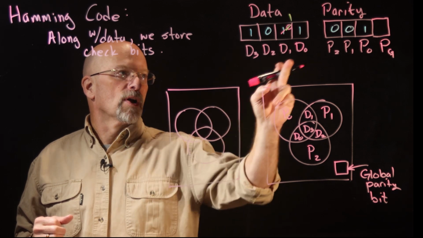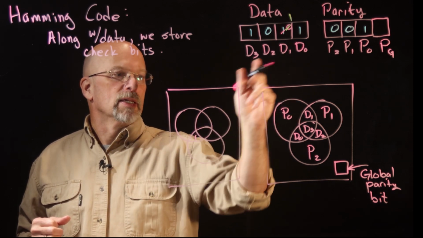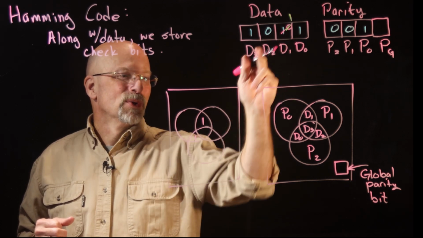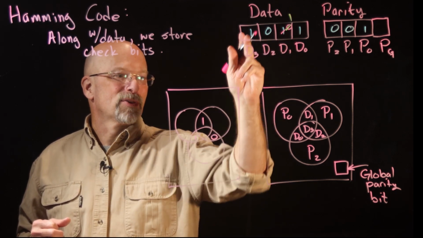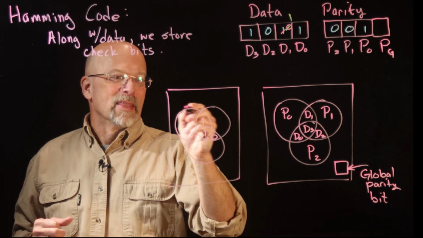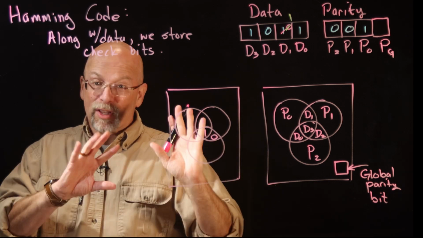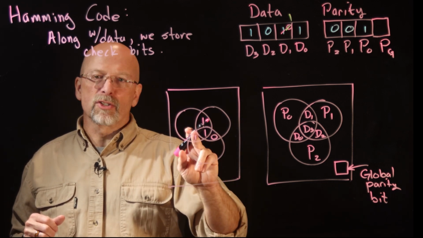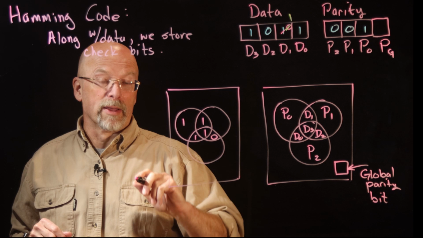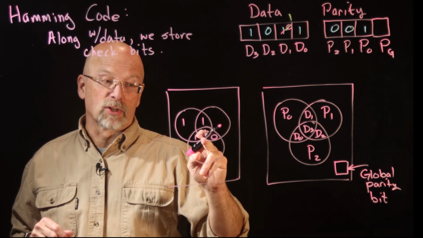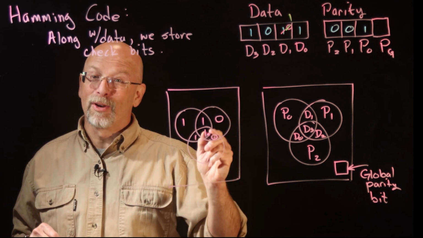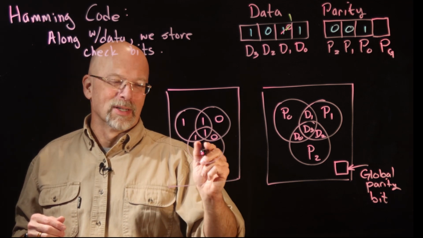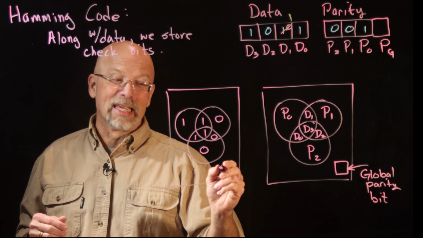This is D0, so we have a 1. D1 has a 1, the original data. D2 has a 0. D3 has a 1. And then we do the parity bits. We've already done this for this same data, but we're going to do it again. So we have 3 1s in this circle. To make it even, we put a 1. We have 2 1s in this circle. To make it even, we put a 0. To keep it even, we put a 0. In this circle, we have 2 1s, so we put a 0 to make it even.